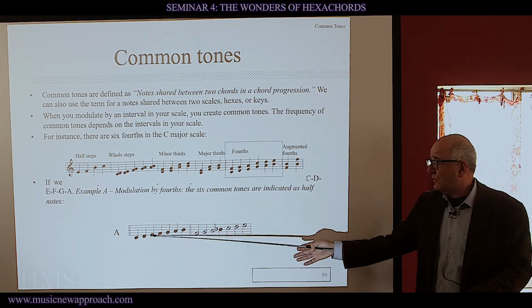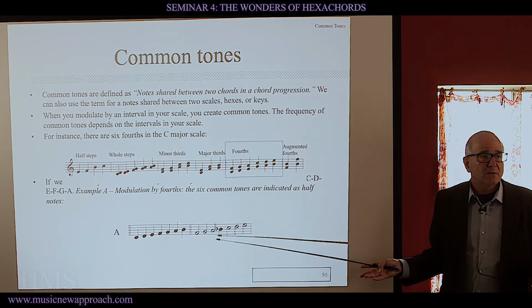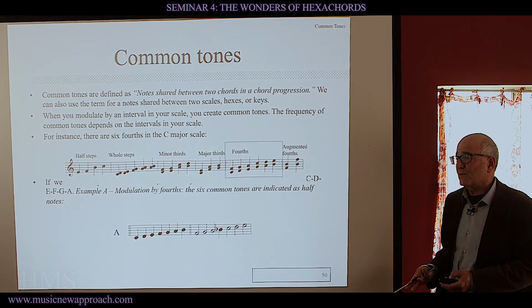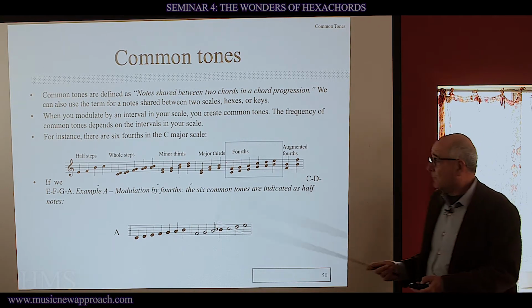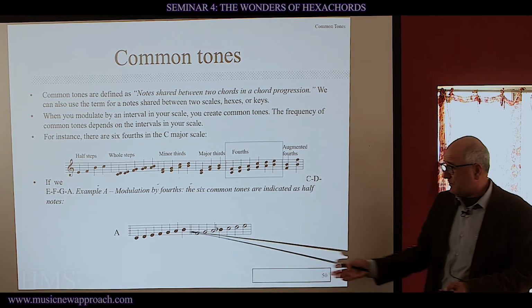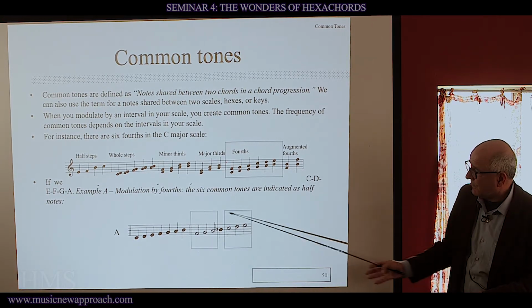Why do you think the circle of fourths is so common? It's basically the same scale, isn't it? C major and F major, what's the difference between C major and F major? Well, no, there's one pitch. There's one flat. It's B flat. So it's almost the same scale. So yeah, here we can see it.